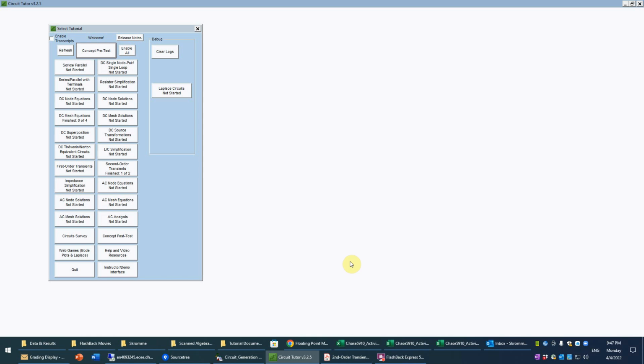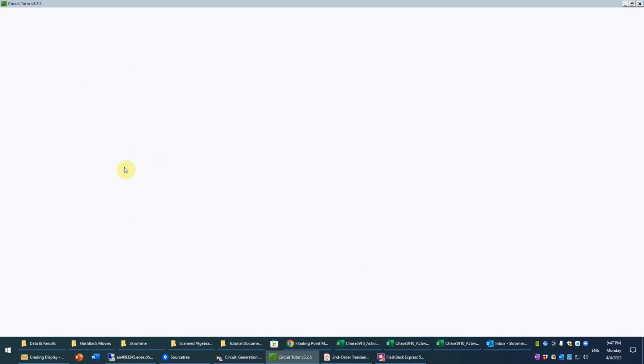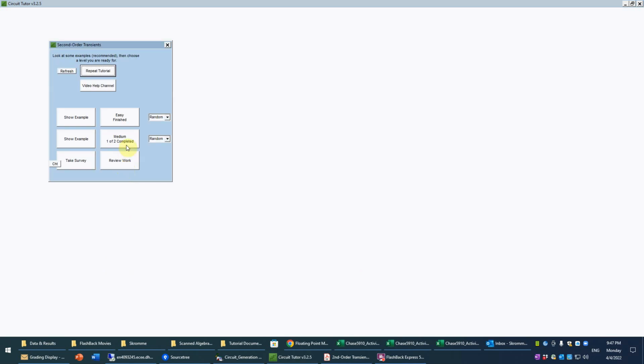This is an example of a second-order transients game in Circuit Tutor on level 2, or the medium level, and we're going to do problem type 2, which would be a parallel LC circuit. You don't actually select this type, it would be randomly determined, but this would be for the parallel LC circuit.